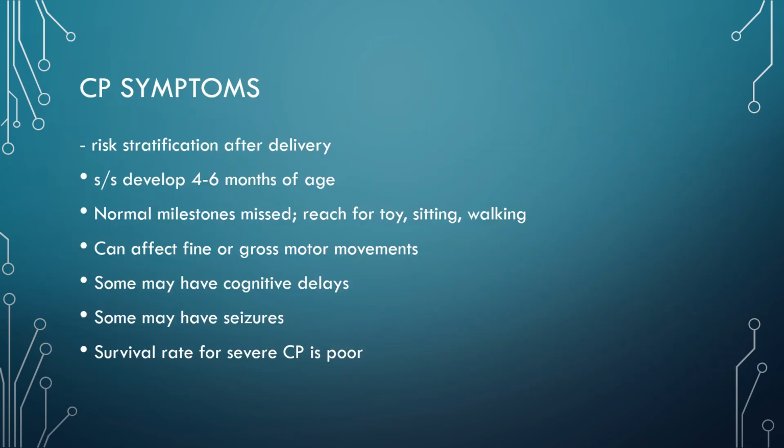So cerebral palsy symptoms: we do something called risk stratification after delivery. When you're born, we assign something called an APGAR score, and we assess your breathing, your heart rate, your tone, your activity, your reflexes, things like that, and we assign a score.